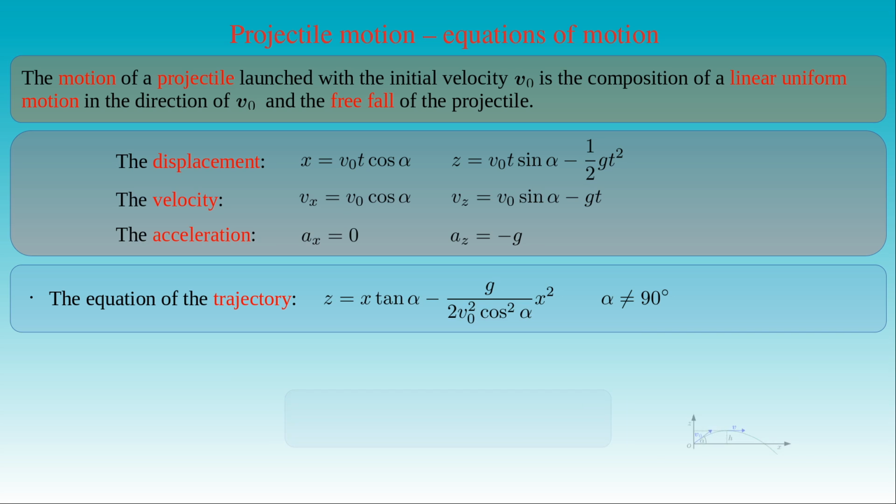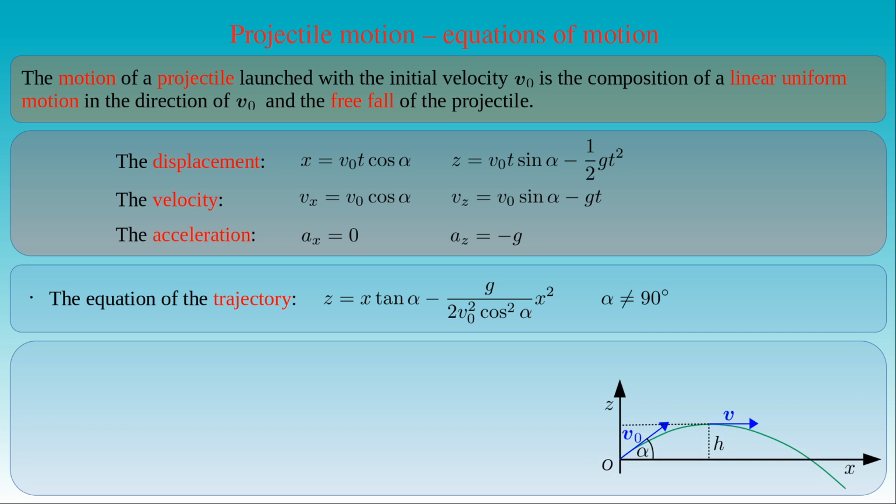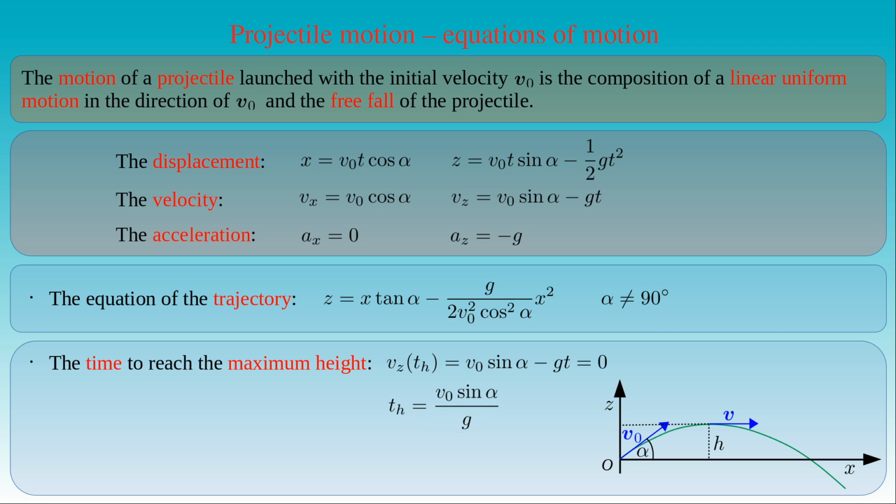Since at the maximum height of its parabolic trajectory the vertical velocity of the projectile vanishes, we can determine the time required to reach the maximum height h from the equation of the z-component of the velocity. If vz vanishes at a given time th, then v0 times sine alpha minus g times th is equal to 0. As a result, we can solve this equation for the time, and we obtain that th is given by the ratio of v0 times sine alpha to g.